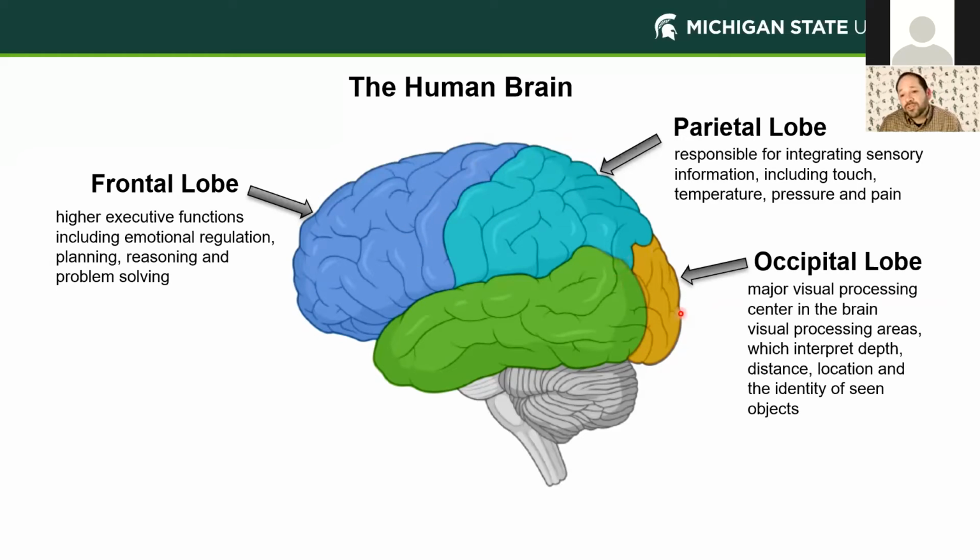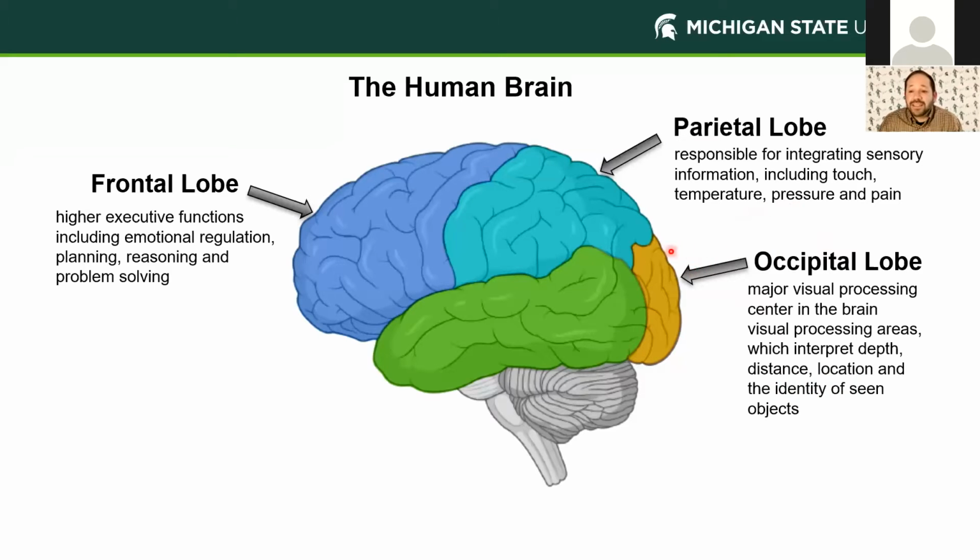Moving posterior is the occipital lobe, which is the visual cortex. It's where all our visual processing takes place. It's the area where stimuli from our eyes go all the way back to the back of the brain, and that's where the images are processed. Any defects in the occipital lobe will distort how you interpret depth, distance, and location, and how you identify specific objects.